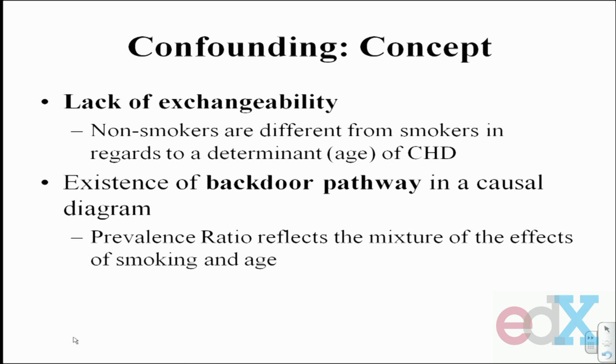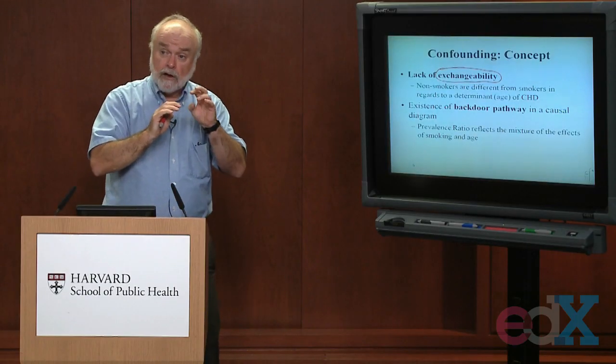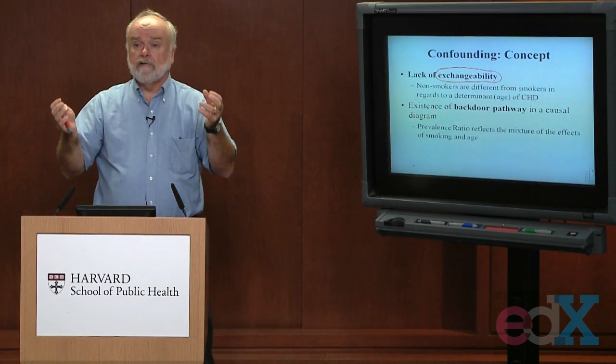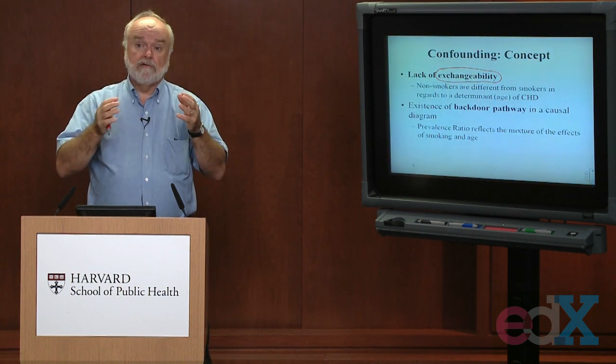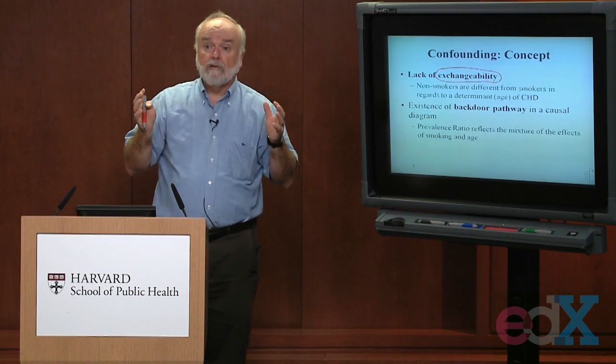So what confounding as a concept means is we have a lack, let's call it exchangeability. And that's a term we'll talk more about in the future when we talk specifically about confounding. What I'm talking about here is that the non-smokers and the smokers are not comparable. The non-smokers are different from the smokers, not only with respect to smoking status, but also with respect to age. Therefore, the amount of existing coronary heart disease that I see among the non-smokers doesn't predict what I expect to see among the smokers, because the non-smokers are not exchangeable with the smokers in terms of having the same other risk factors that the smokers have.